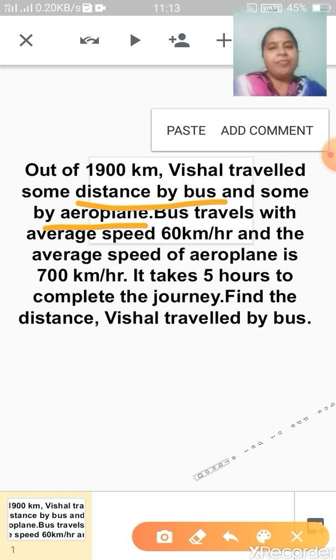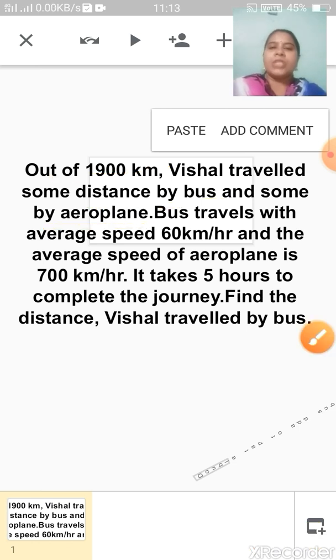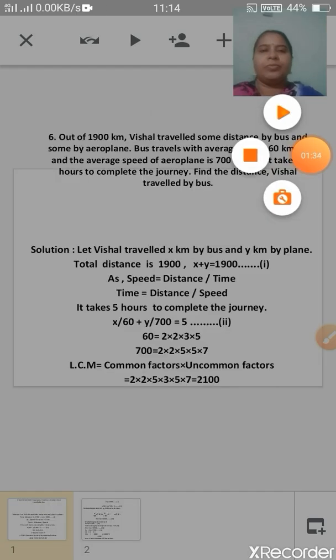Now if distance travelled by bus is x and distance travelled by aeroplane is y, and if I see this condition given here, that the total distance is 1900, then what do you understand? That this x plus y should be equal to 1900. Immediately I got the first equation. Now for the second equation, there is something given related to speed and time. So all that I will consider.